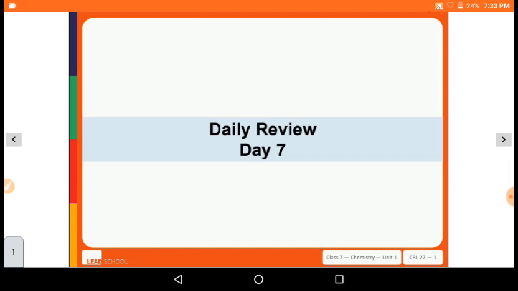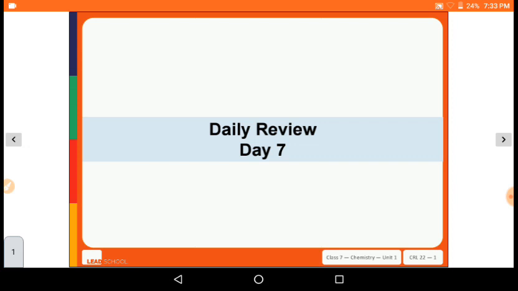Today we are discussing chemistry unit number 1, day 7. Our unit name is Fabrics, Chemicals and Changes. जो हम लोग उसके अंदर काफ़ी सारे चीज़ हम देख रहे थे. So now today we start day 7.